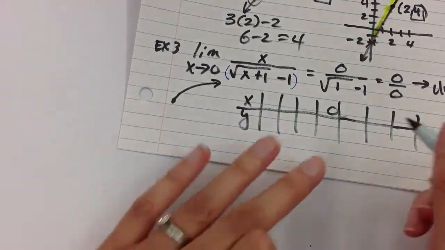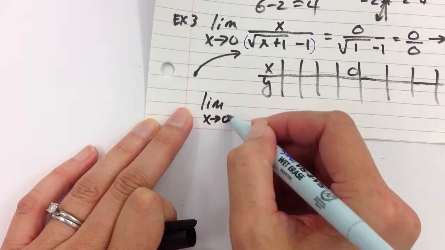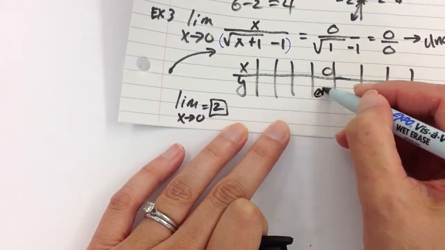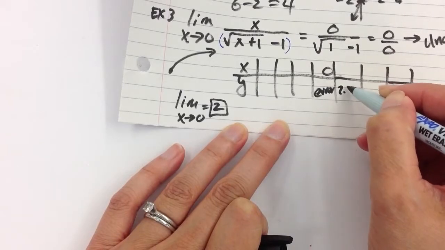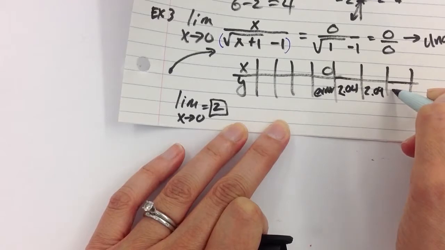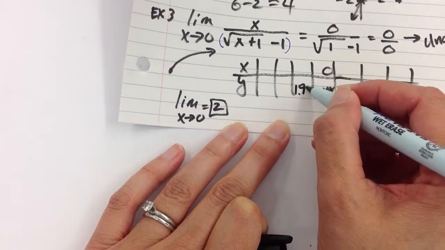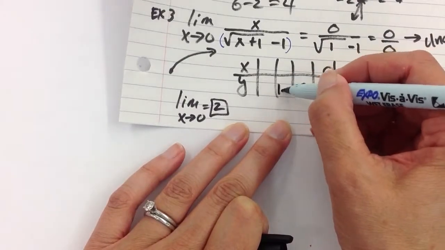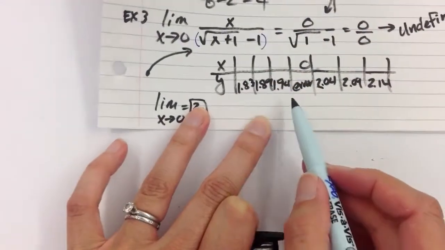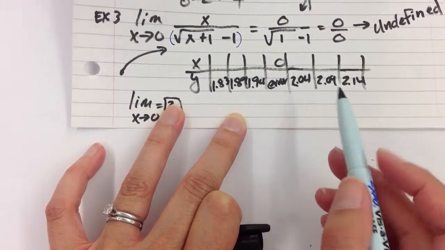So that's why this limit, as x approaches 0, is 2. Okay? And so we get an error here, but we get 2.04 here, 2.09, and 2.14. On the left of 0, we get 1.94, and then we get 1.89, and then we get 1.83. We can see that from the left side of the graph, it's approaching 2, and it's also approaching 2 from the right side of the graph.